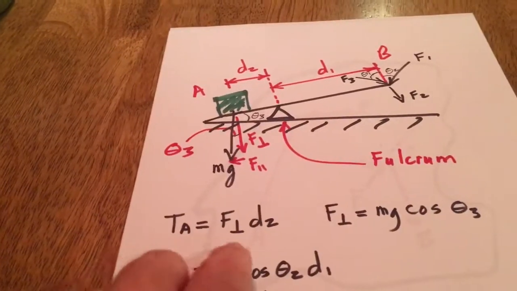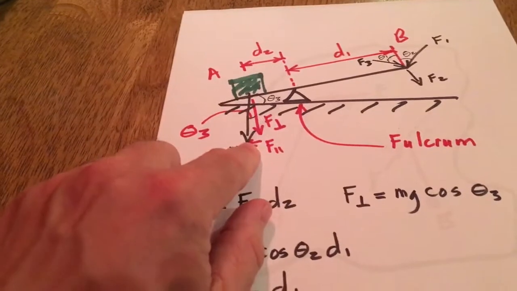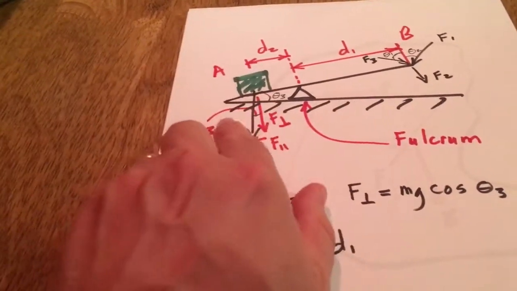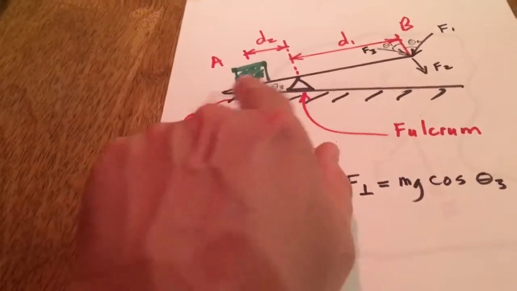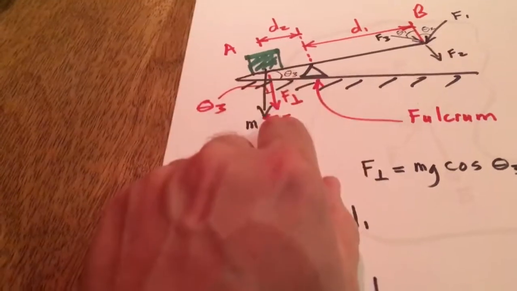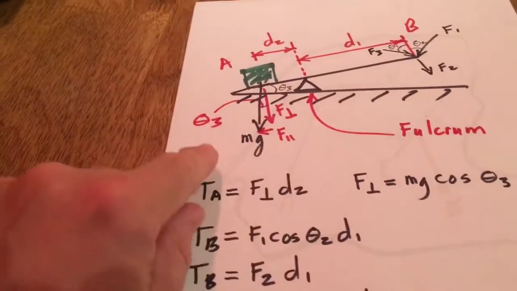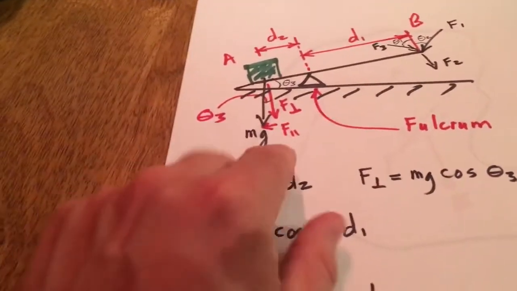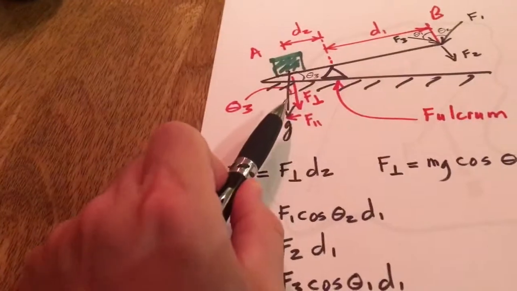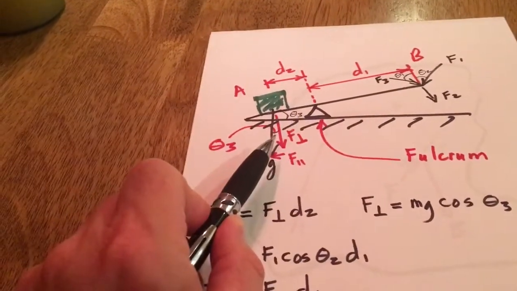So torque A is going to be, now here's the weight of the box, which is mg, but the perpendicular force is what we're concerned about. That's a 90-degree angle from this line here. So this is theta 3 here, and if you do the geometry on this, you'll find that this angle here is also theta 3.